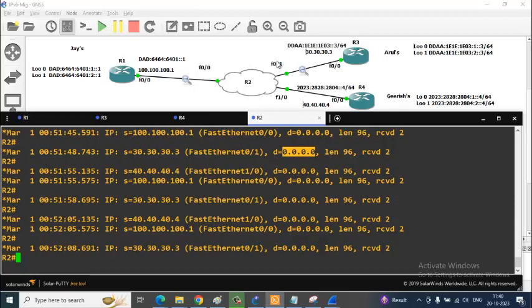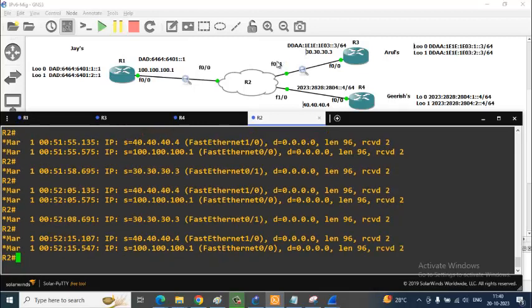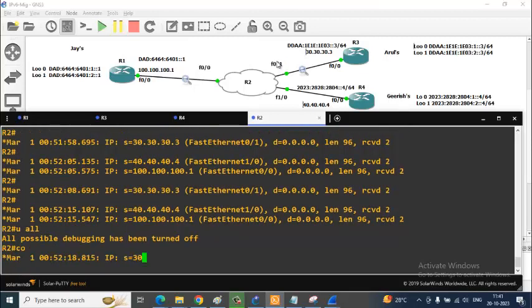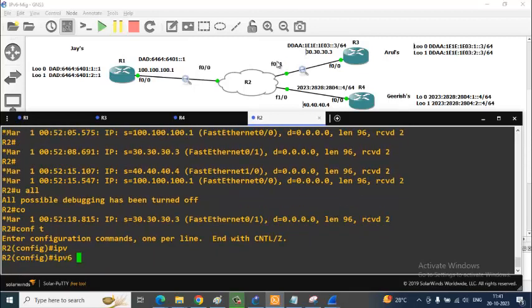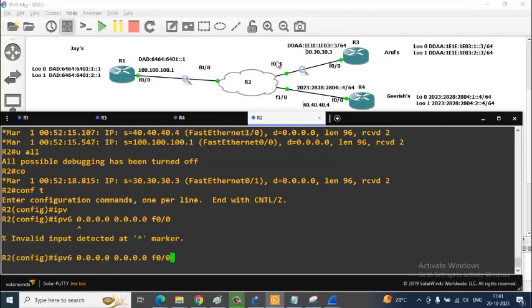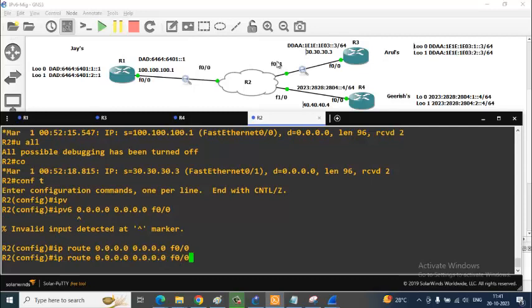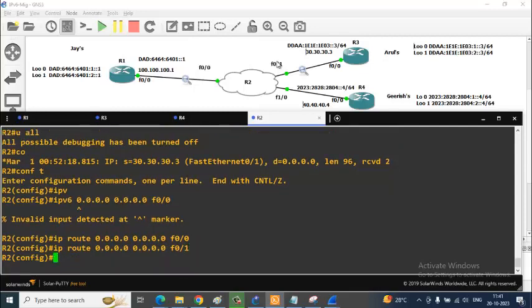Sir, if we give something like point to point. See, this is not a solution which I'm trying now. Any network, any subnet mask, send it via F00, not IPv6, IP route. What I'm doing is not the right way. In the real world, this is not possible to do.